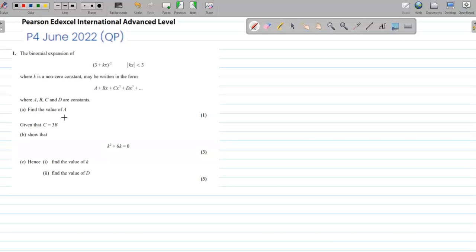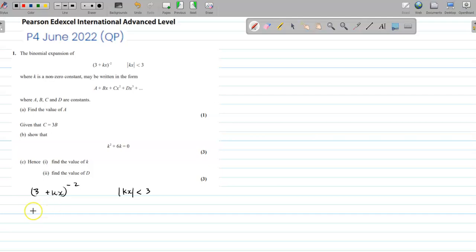And you're required to find the value of a. In part b, given that c equals 3b, you need to show that k squared plus 6k is equal to 0. In part c, you're required to find the value of k, and in part d, the value of d. So let us write out the question. We have (3 plus kx) raised to the minus 2, where the modulus of kx is less than 3.